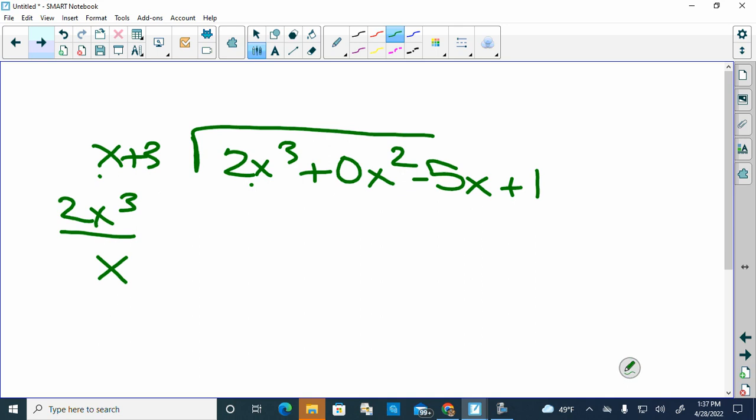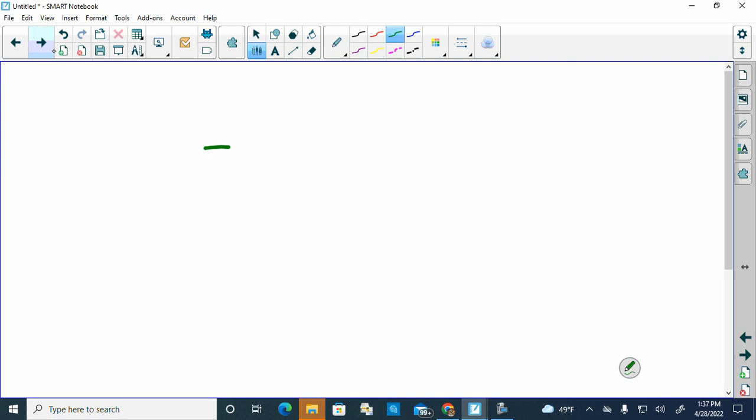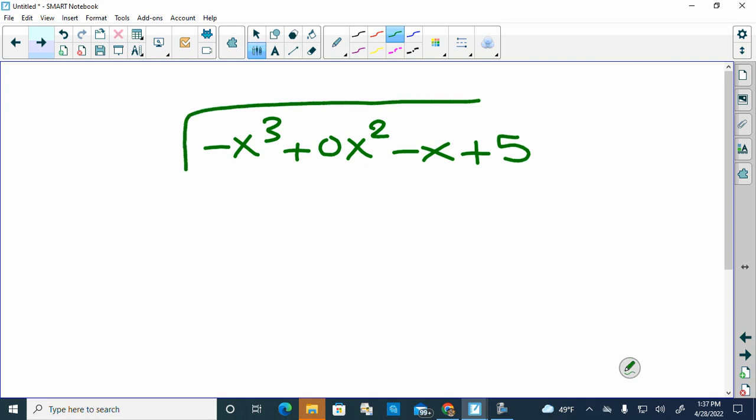Any others? Sure? Okay. Yes. Number 5. Okay. And then we'll get going on this. So we have negative x to the third. We don't have an x to the second. So plus 0x squared. Then we had an x, and then we had one that didn't. Okay, and then x plus 2 on the outside. So this is number 5.